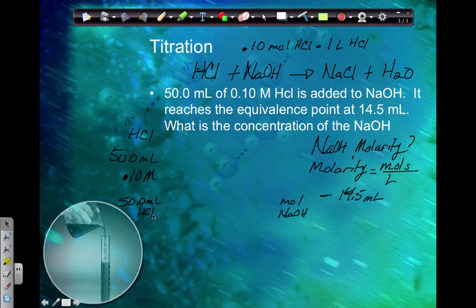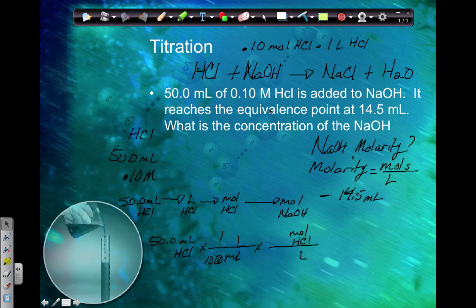All right, so now we're going to go from 50 milliliters of HCl to moles of that. So I have a conversion factor between moles and liters, so I need to get to liters. Then I can use my conversion factor to go to moles. Then at that point, I can go to moles of a different substance. Liters will go on top, milliliters on the bottom. 1 liter is equal to 1,000 milliliters. Then I can go to moles of HCl.